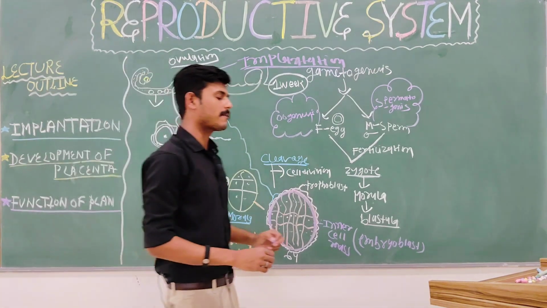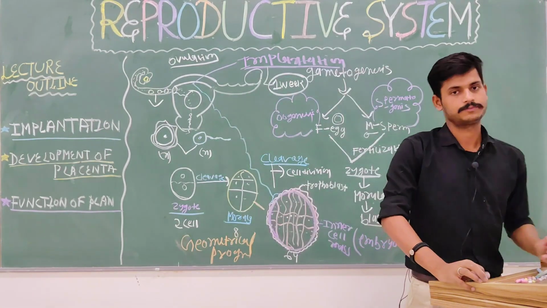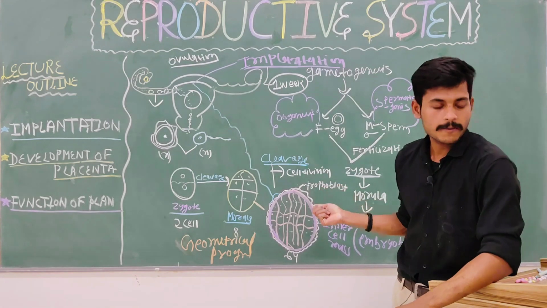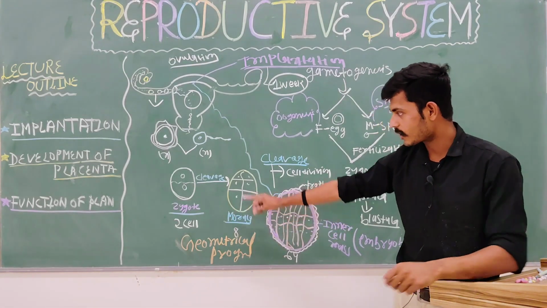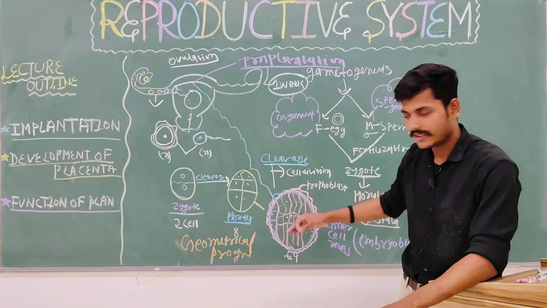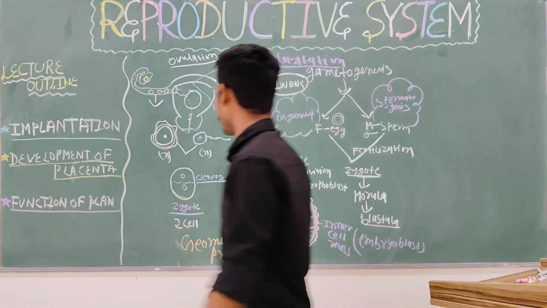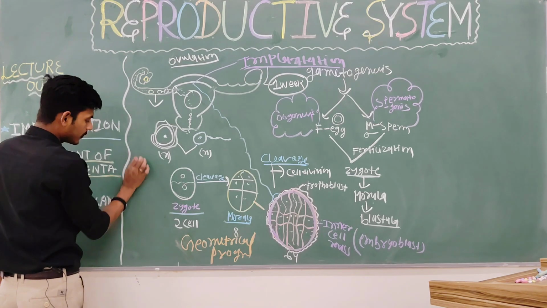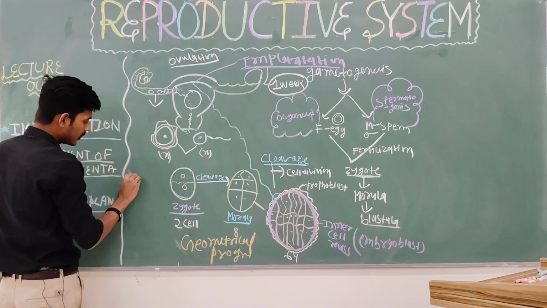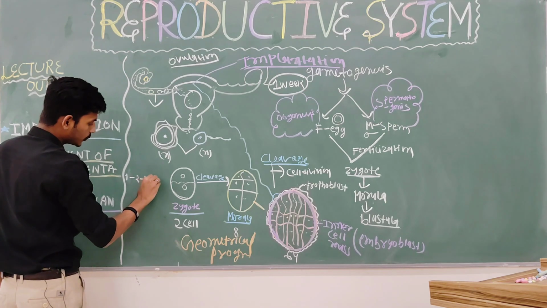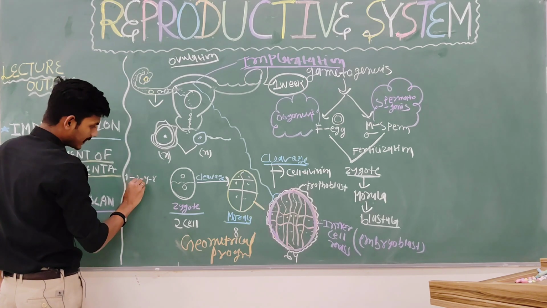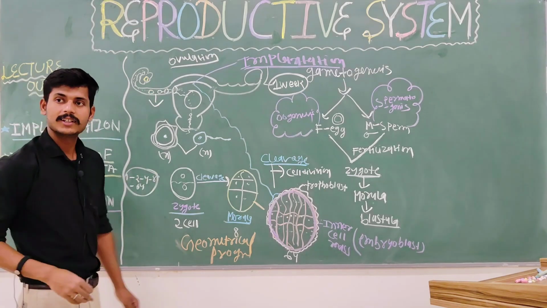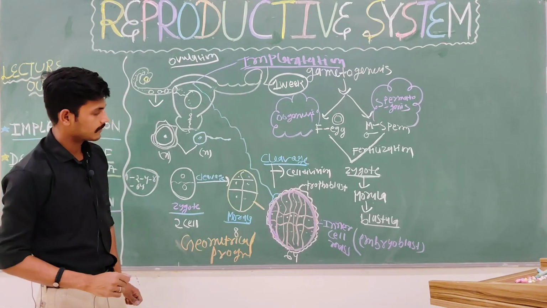This process is referred to as implantation. Understood? Remember, the zygote undergoes cleavage and divides in the fashion of a geometrical progression. What I mean by geometrical progression is that 1 cell divides into 2, 2 to 4, 4 to 8, and then 64. Are you getting the point?